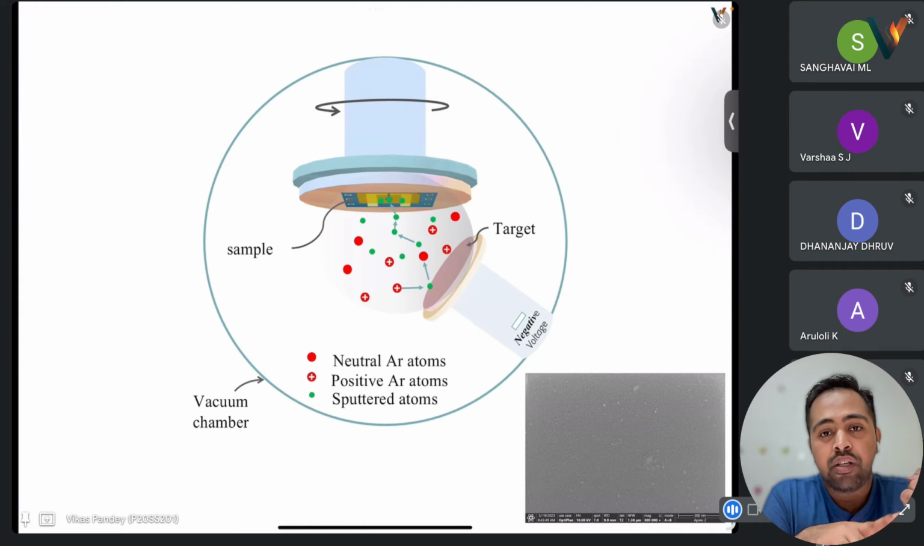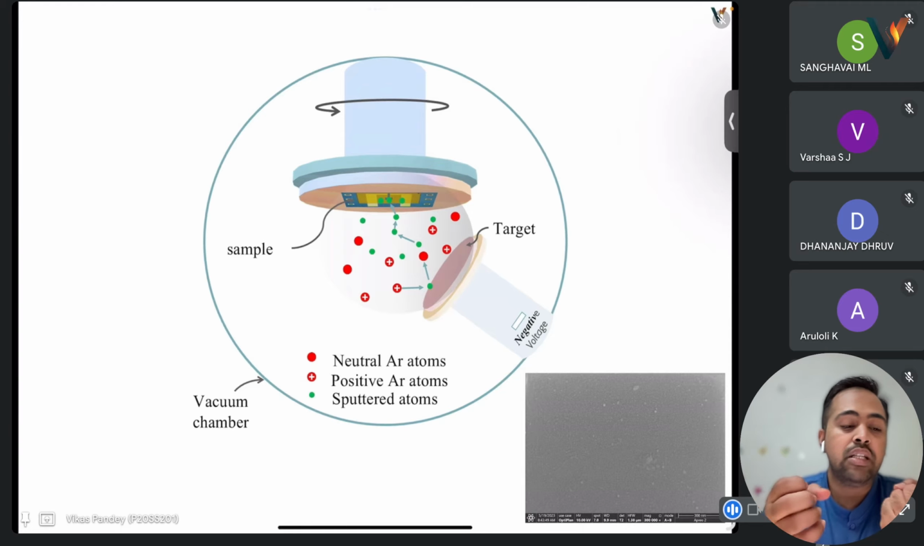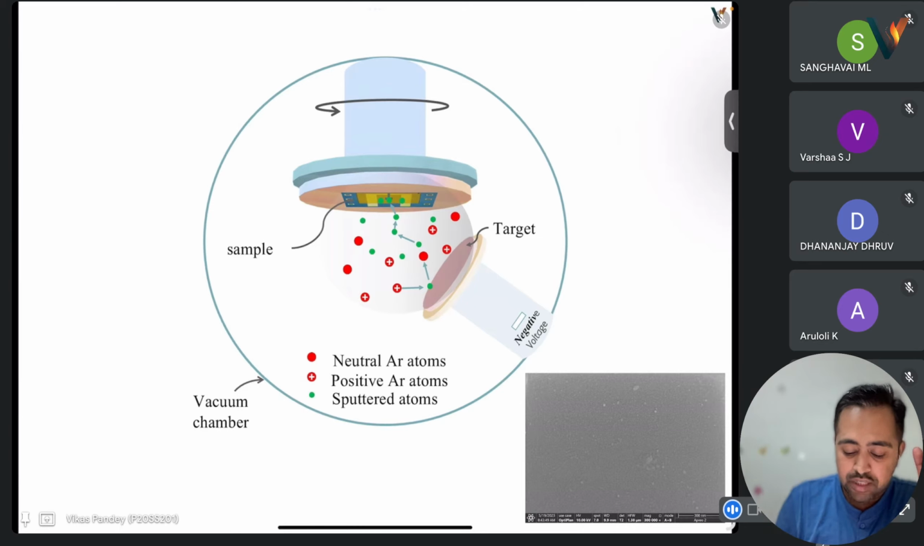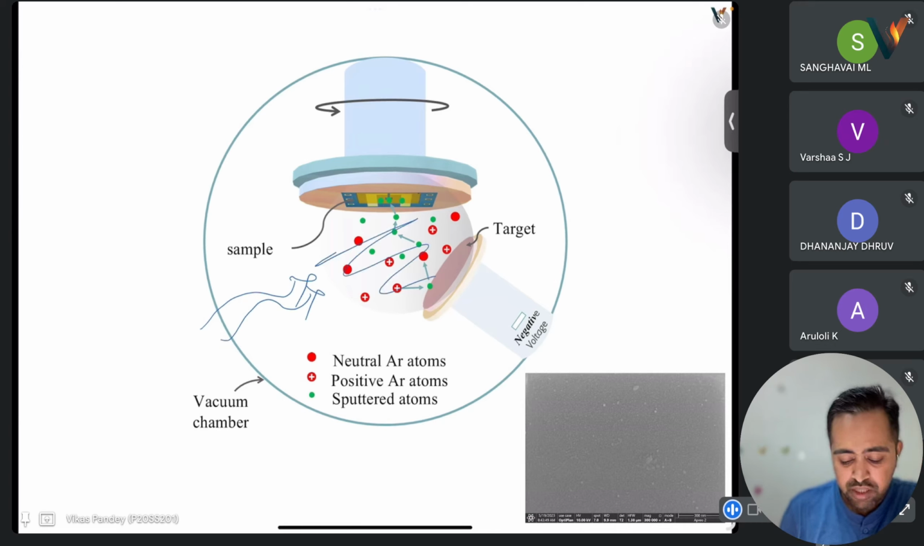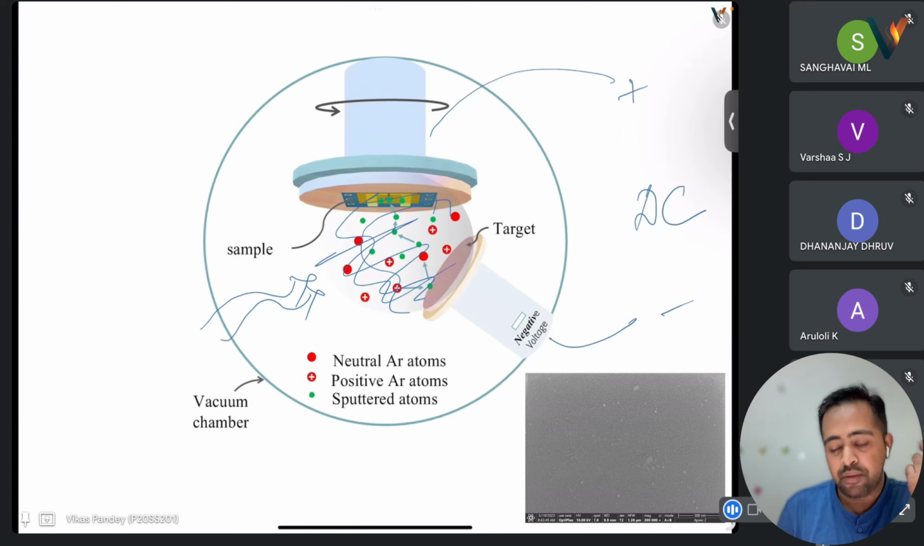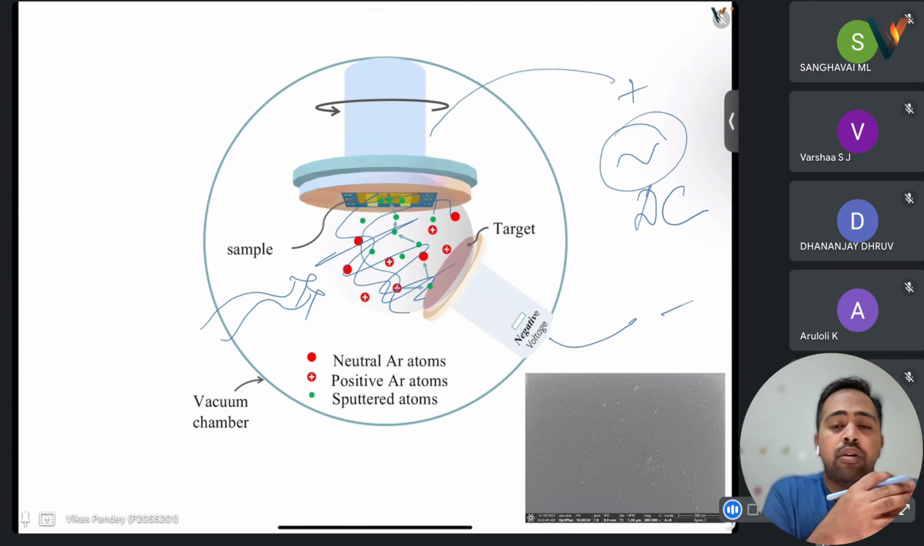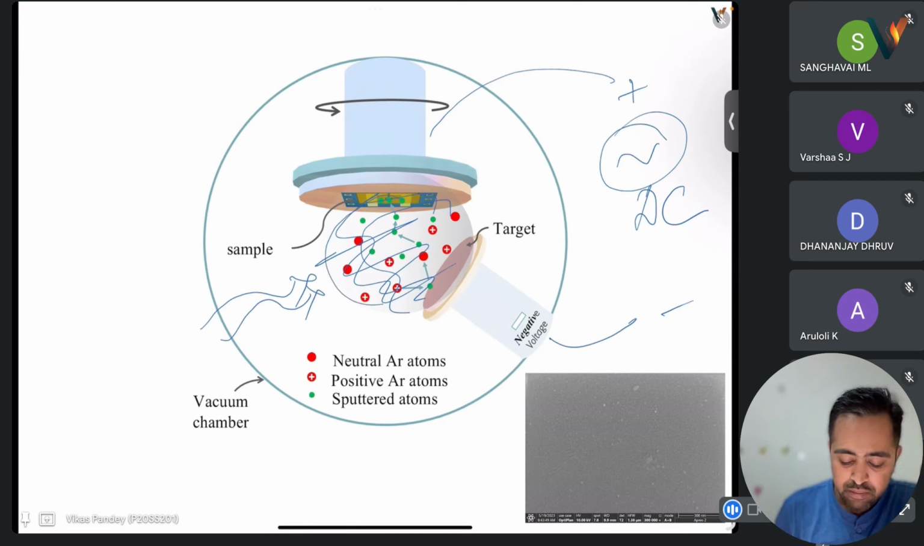Argon is inert, so it will not take part in any kind of reaction, but it will easily be able to knock out the atoms or particles from the target. Argon comes in, and then a plasma is formed. Plasma is formed either using positive and negative, which is DC sputtering, or RF frequency, which is RF sputtering, or magnetron. In all cases, some plasma will be formed.